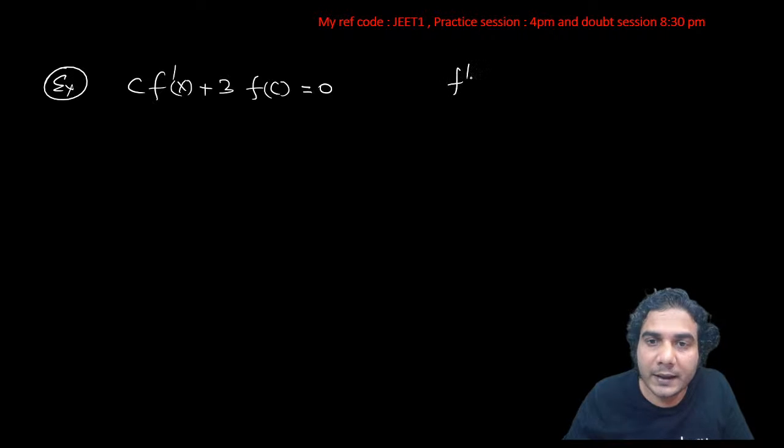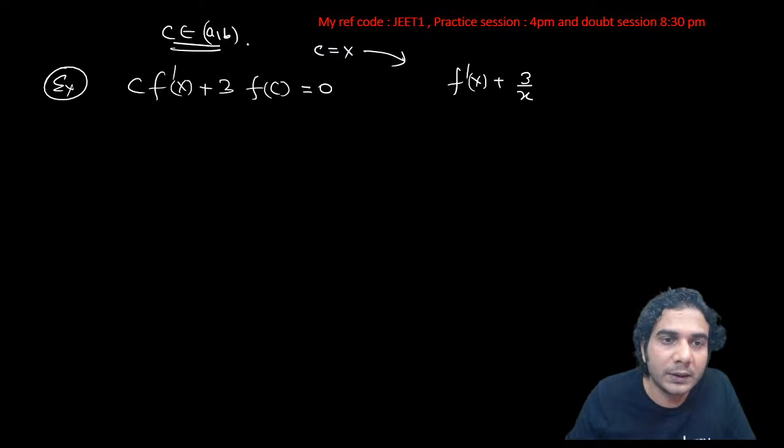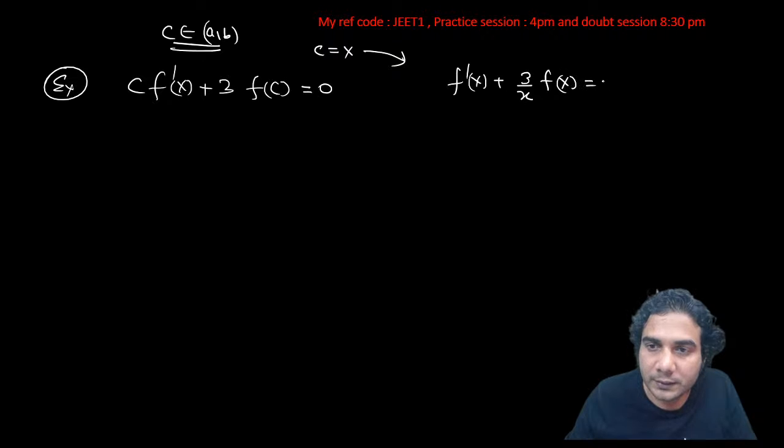We can write f dash x first of all, right? We'll write this equation as f dash x plus 3 upon x times f(x). I'm replacing c by x in this, and also dividing by x because x is a positive number. c belongs to a to b, and a and b are positive numbers, so c is also a positive number. Okay, this is what we need to prove.